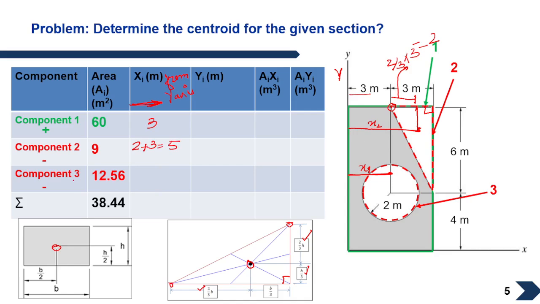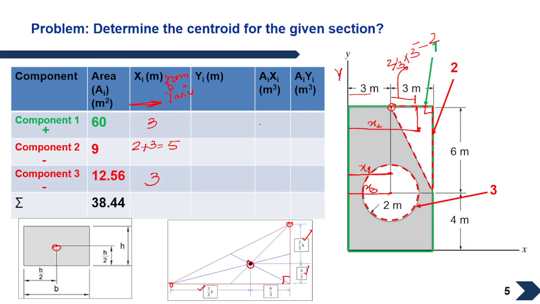Similarly for component 3, which is this, the centroid of a circle will always be at the center. We need to measure it horizontally and from y-axis. This is my x3. How much will this be? If you see from this figure, this is 3 meter. So easily we can find this 3 meter.